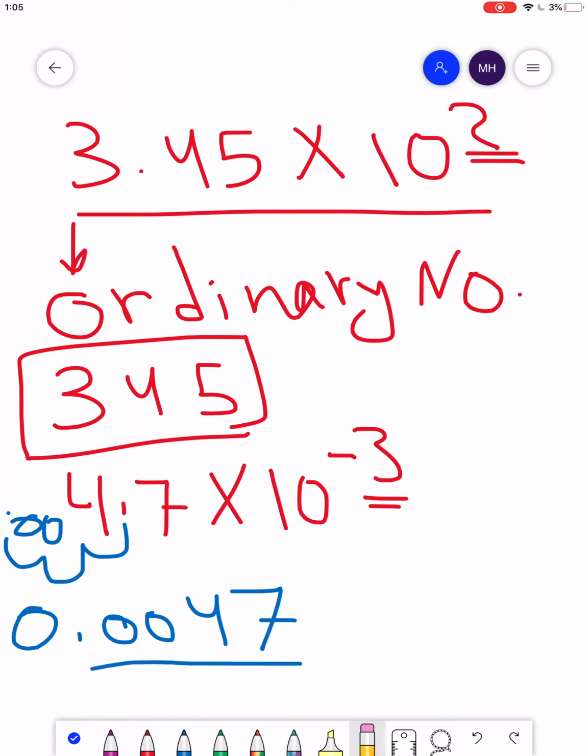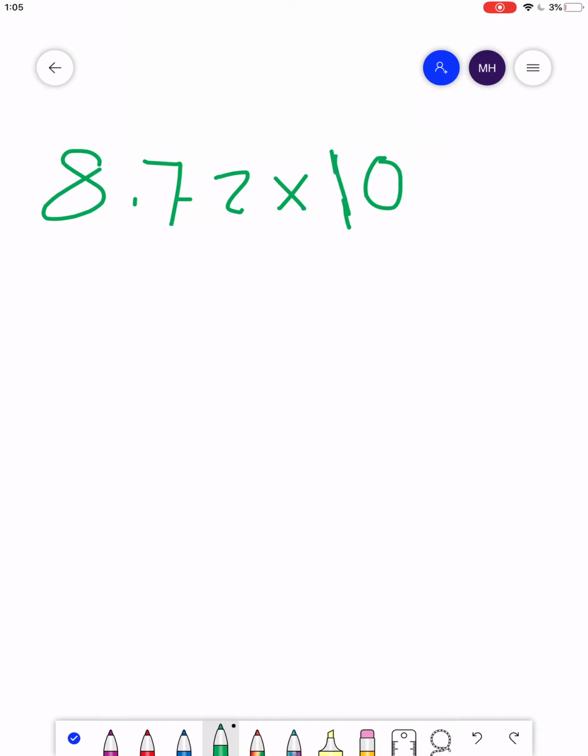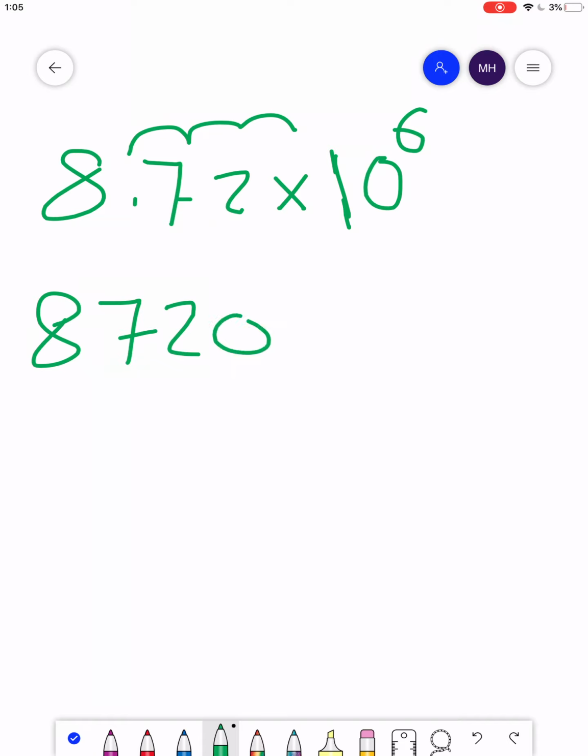More examples. To write the number as an ordinary number. Here, let me write. Eight point 72 multiply 10 power 6. So I move to the right 6 steps here. I continue. So it becomes 872. Then I complete moving 4 steps. So I add 4 zeros. The number becomes 8,720,000.